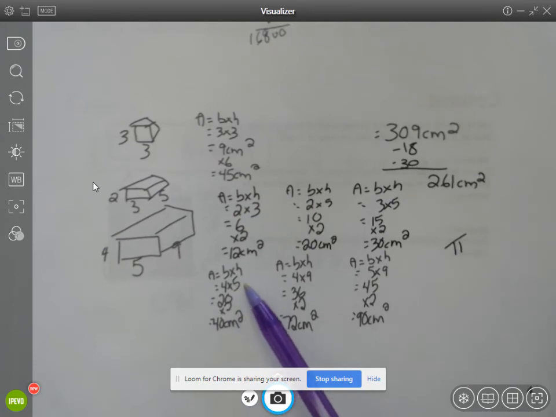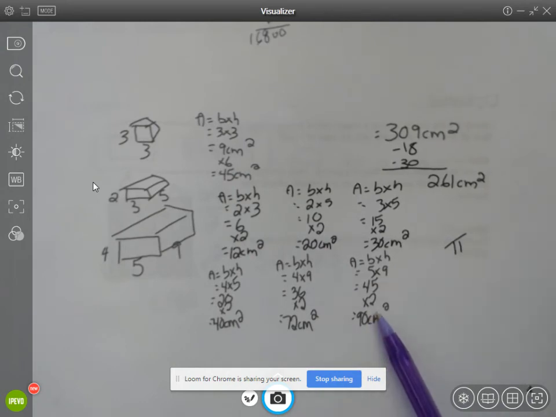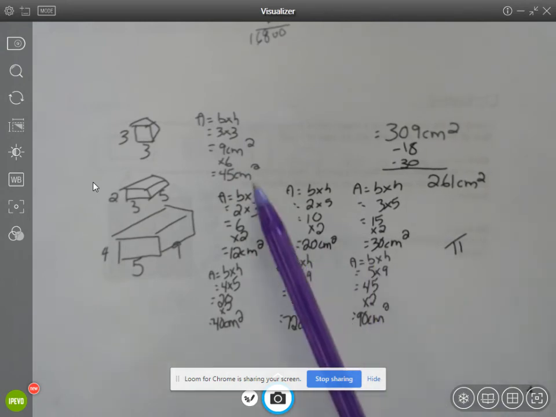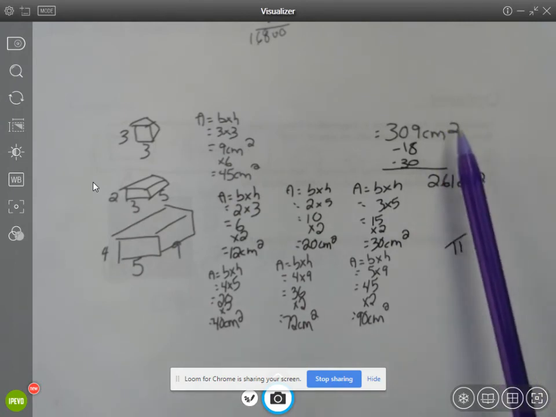Base times height, 4 times 5, which is 20. There's 2 of them, so 40. 4 times 9 is 36. 2 of them, so 72. And 5 times 9 is 45. 2 of them is 90. After you do that, your next step is to add them all together. So 54 plus 12 plus 20 plus 30 plus 40 plus 72 plus 90. And that gives us 318.